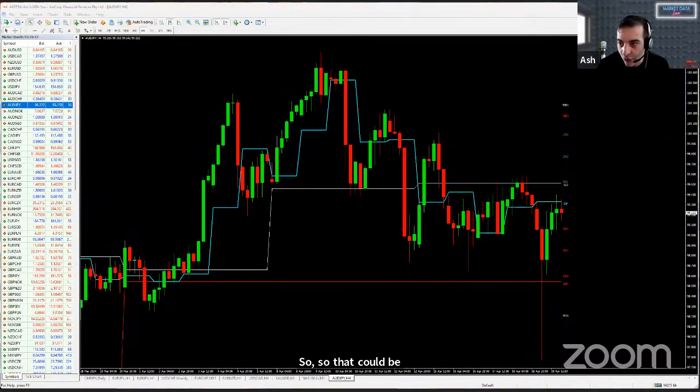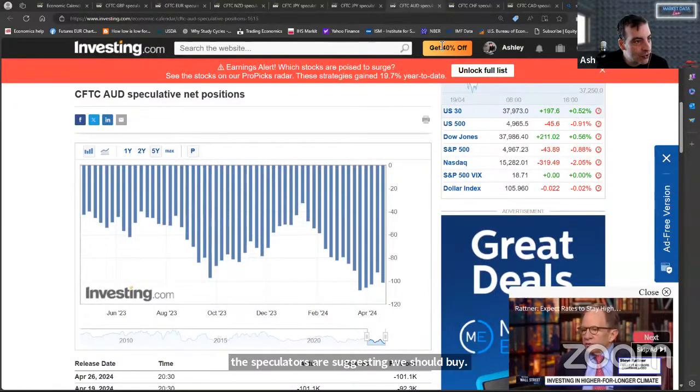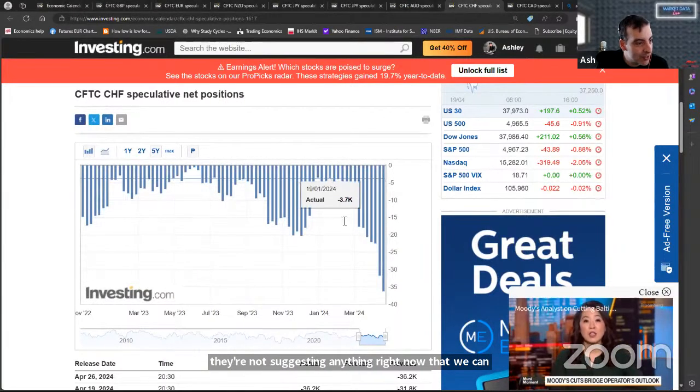Now, what we're really trying to find here is what the speculators are suggesting we should buy. They're suggesting a lot of selling, but they're not suggesting anything right now that we can buy. That's the Aussie. This is the Swissy.